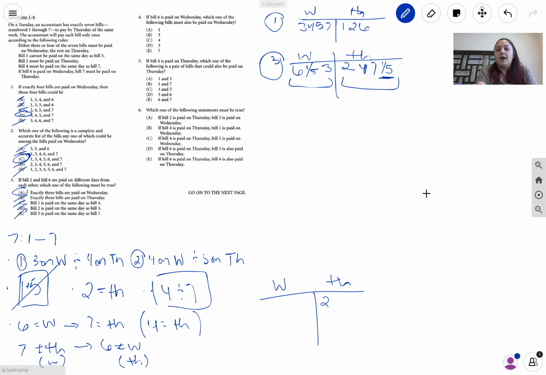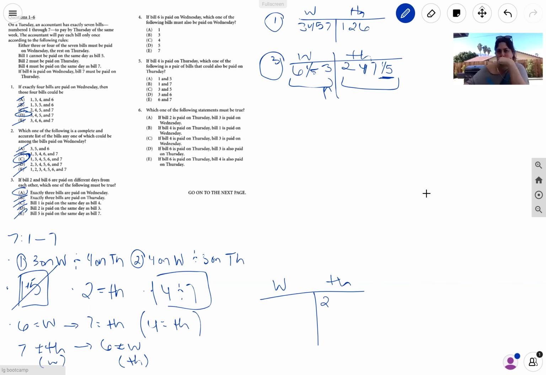Okay. Number 4 says if bill 6 is paid on Wednesday, then which one of the following must also be paid on a Wednesday? The great thing about number 4 is that we made a diagram in number 3 for it. We put 6 in Wednesday, and then we filled out the rest of it. If we know that 6 is in Wednesday, 2 is already on Thursday, we know that 4 and 7 have to be in Thursday too, which leaves 1 and 5 in a kind of limbo where they could go either way, and 3 has to go on a Wednesday.